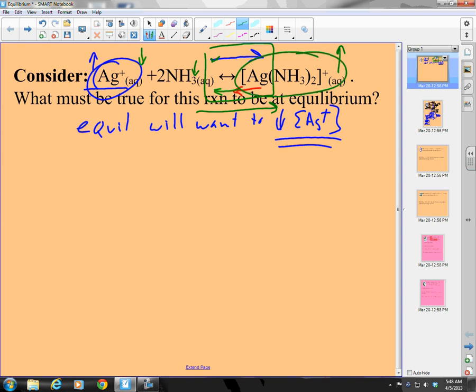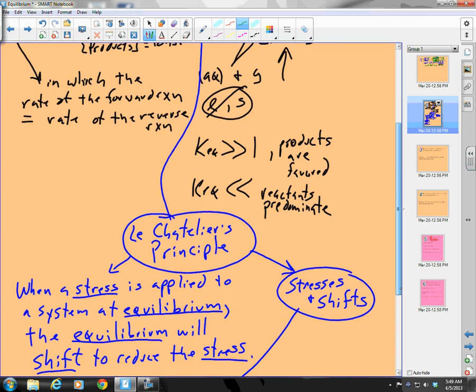Okay? So when my silver goes up, the equilibrium will want to reduce silver, and that will mean that it will shift toward products. Okay? Good. And you understand what shift means. It means for the time being, the reaction rate toward the products is greater than the reaction rate toward the reactants. Got it. Okay, so let's codify that here.